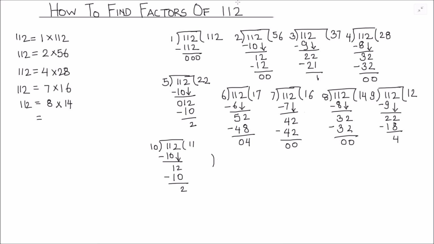Next we'll divide 112 by 11. 11 times 1 is 11 and then we'll drop down 2. That means 2 is the remainder here. Hence 11 is not a factor of 112. Next we'll divide 112 by 12. 12 times 9 is 108 and we got 4 as remainder. 12 is also not a factor of 112.